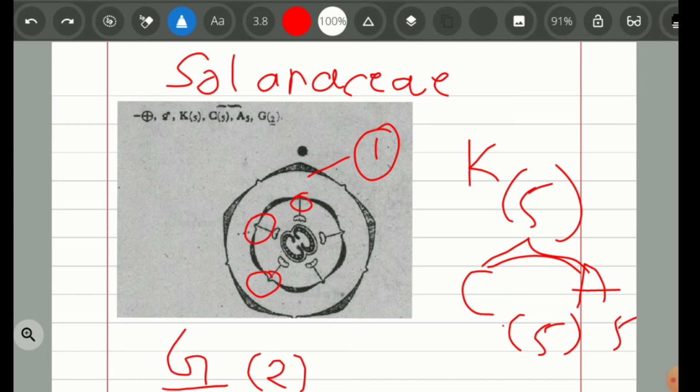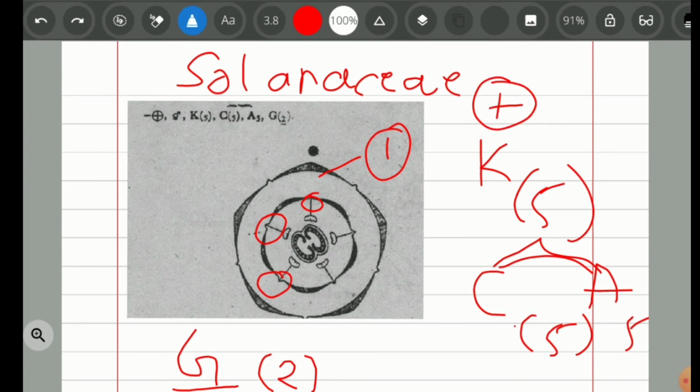Before writing, I think it's not complete because we did not write the geometry and the gender of this flower. The geometry is actinomorphic, so a plus within a circle. Then the gender, that is bisexual, a circle, a plus, and then an arrow mark. Sorry, I'm unable to write clearly over here. So this completes the family Solanaceae, the floral formula and the floral diagram.